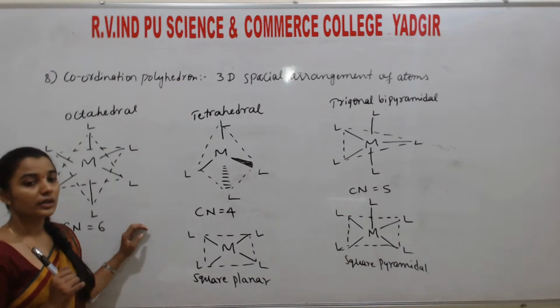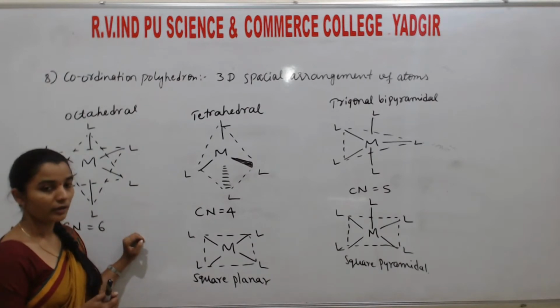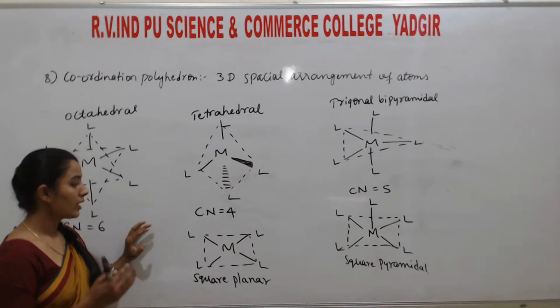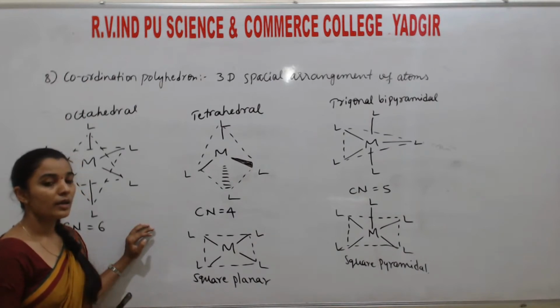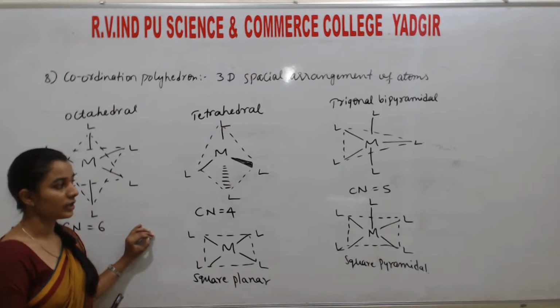Another one is there, that is the oxidation state of the central metal atom. During nomenclature, I will explain how to calculate the oxidation state, and how to write the names of the complexes. Okay, in tomorrow's class we will discuss nomenclature.